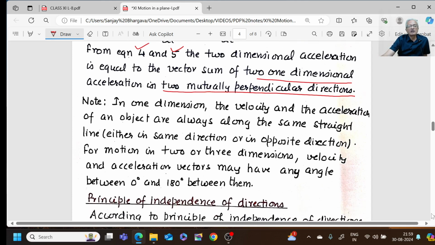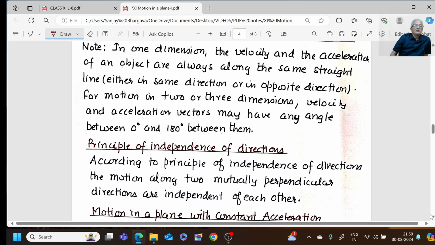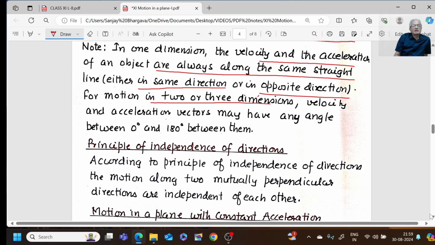We have put up a note here for you all. In one dimension, the velocity and acceleration of an object are always along the same straight line, either in the same direction or in opposite direction. For motion in 2 or 3 dimensions, the velocity and acceleration vectors may have any angle between 0 to 180 degrees between them.